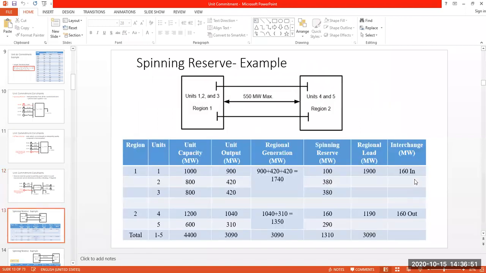So let's continue today with one example for a spinning reserve. So let's say we have again two regions, region 1 at the top of the screen on the left side. This is our region 1, okay? So this is region 1 and this is region 2. So it is a two-region system, and they have two interconnections between them. So this is interconnection number 1. This is one interconnection, and this is the second interconnection.